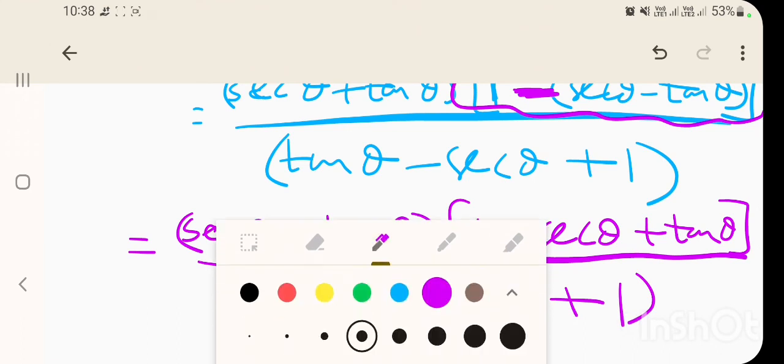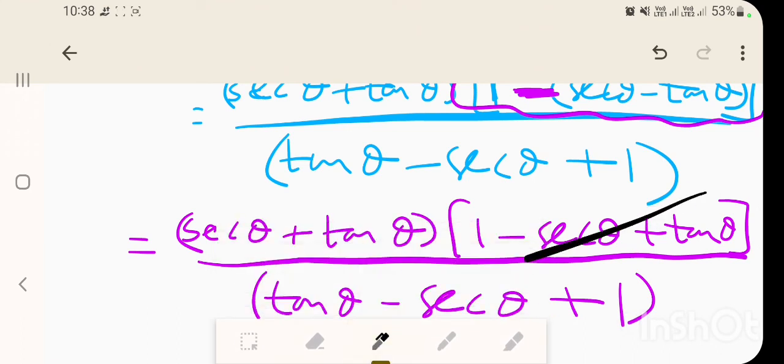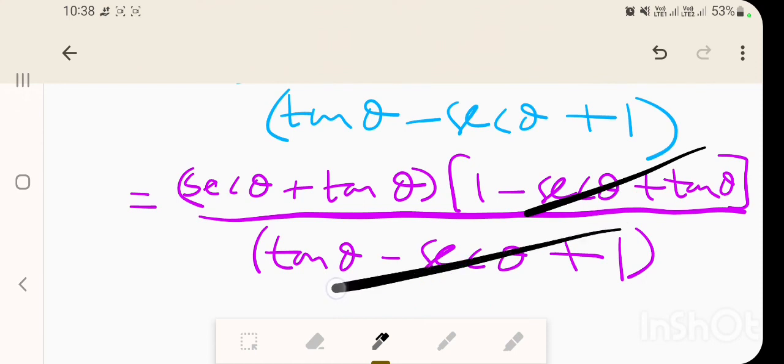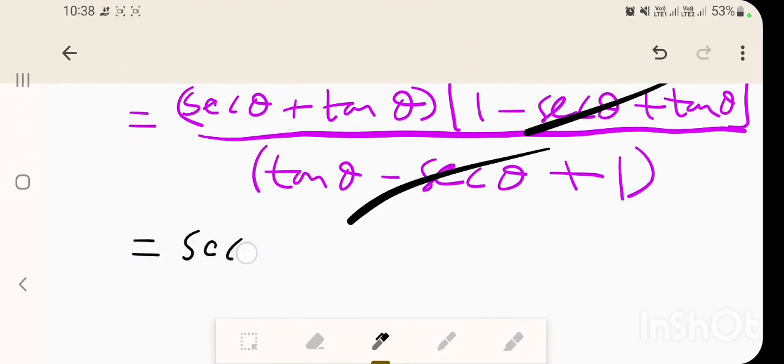So if we observe here, this is 1 minus secant theta plus tan theta, and in the denominator we also have 1 minus secant theta plus tan theta. The order is just changed, there will be no problem, both are the same terms. So both the numerator and denominator are the same, and we can cancel them. What we are left with is secant theta plus tan theta.